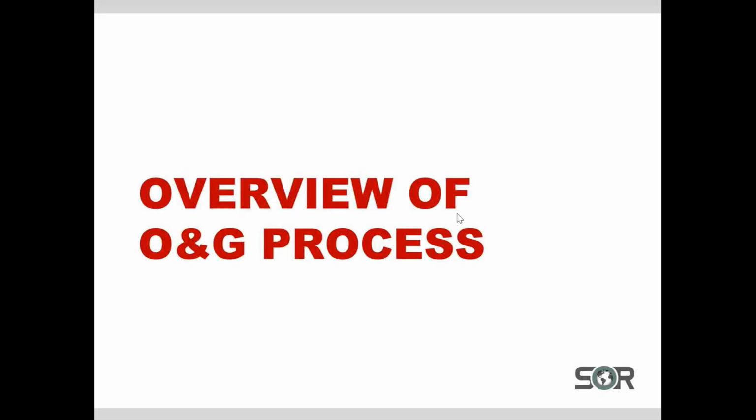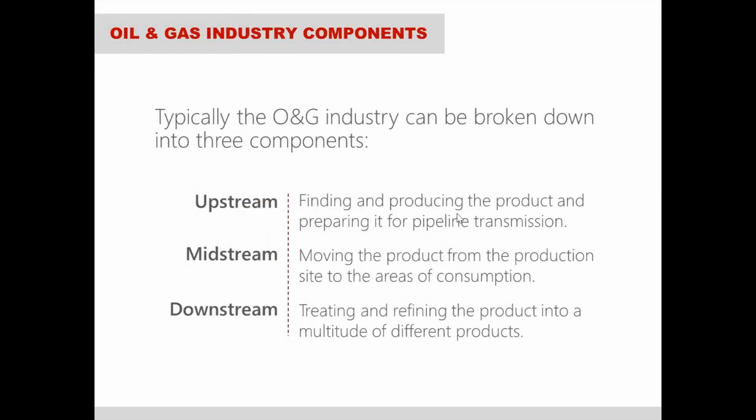So moving to the overview of the oil and gas process. Typically, you can break the oil and gas industry into 3 components. There's an upstream component, a midstream component, and then a downstream component. Upstream is really searching for the product, finding the product, and then producing it, and preparing it for pipeline transmission. Whereas midstream is actually moving the product from the place of discovery and from the wellhead to where it's actually going to be refined and used. And then downstream is where you actually treat and refine that product into a multitude of different products.